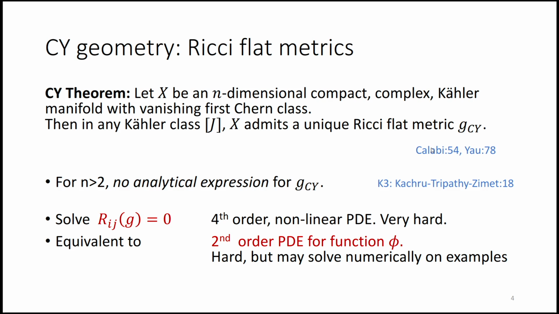So let's then go to the main topic of this talk, which is Calabi Yau geometry. What I want to do is find approximations for the Ricci-flat metric on Calabi Yau manifolds. We know by the Calabi Yau theorem that such a Ricci-flat metric exists, and it is unique. Given a Kähler class, there will be a unique Kähler form that corresponds to a metric which is Ricci-flat. And this is what I will call the Calabi Yau metric in the remainder of this talk.